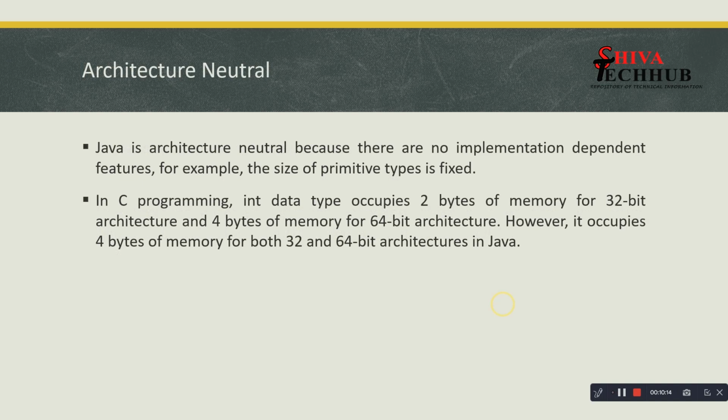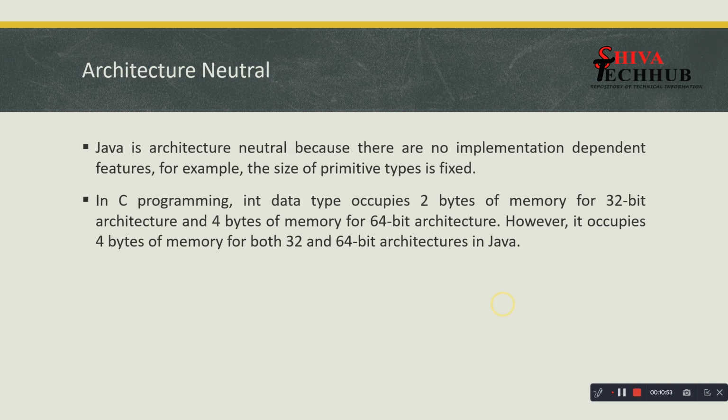So the next important feature of Java is that it is architecture neutral. Architecture, in the sense that, for example, an operating system can be 32-bit or 64-bit. Whatever variables we declare, like primitive type variables, in other programming languages their size will vary based on the memory of the operating system. If it is 32-bit, then the size of the data type will be different, and if it is 64-bit, then the size of the data type will be different.